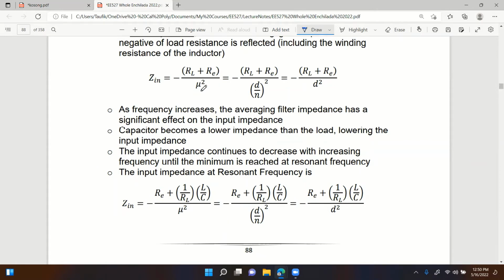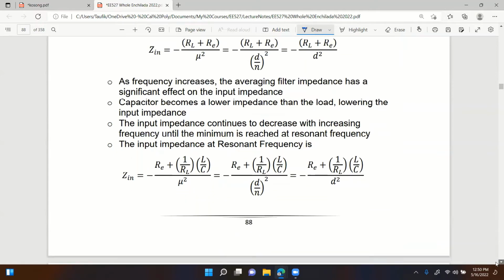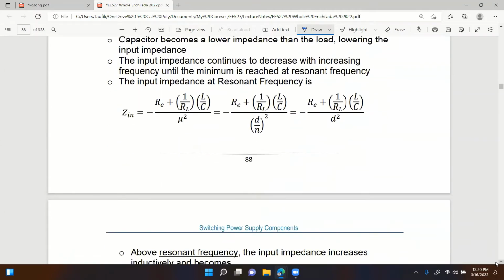And mu again depends on the topology, right? If it's a buck, well, not a buck, but let's say this is a push-pull or forward, that's going to be D divided by n. If it's a buck, it's going to be just D without the n, right? And so on and so forth.